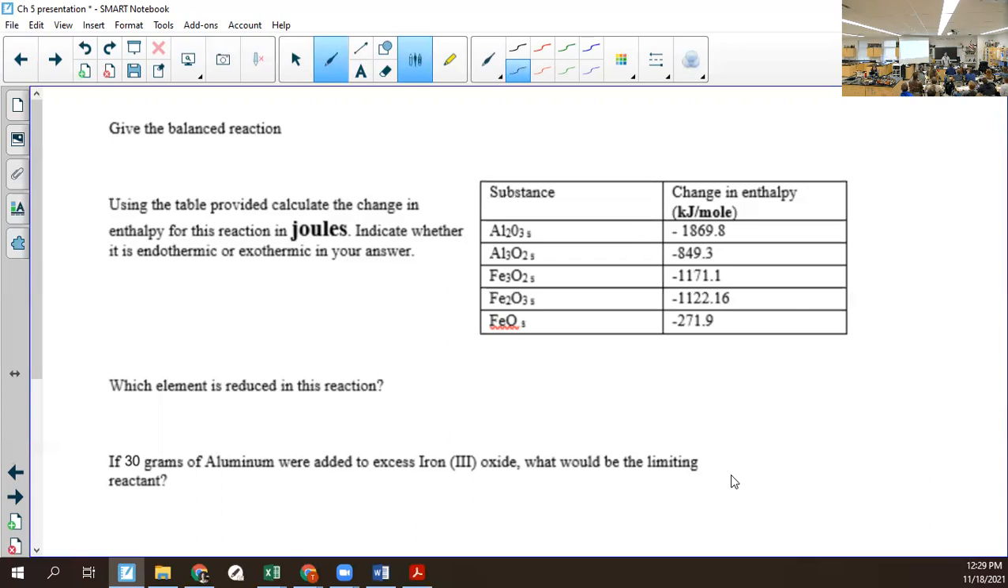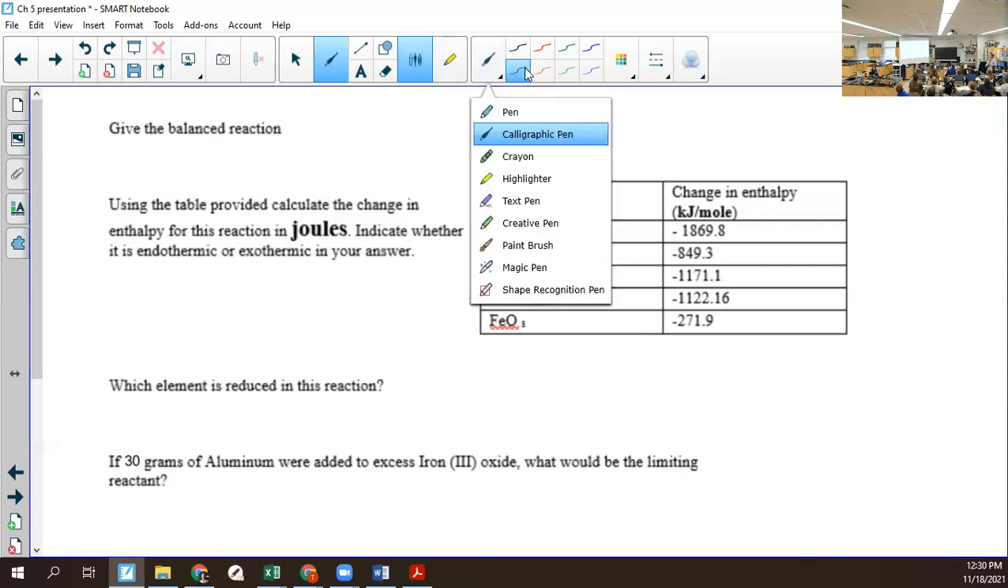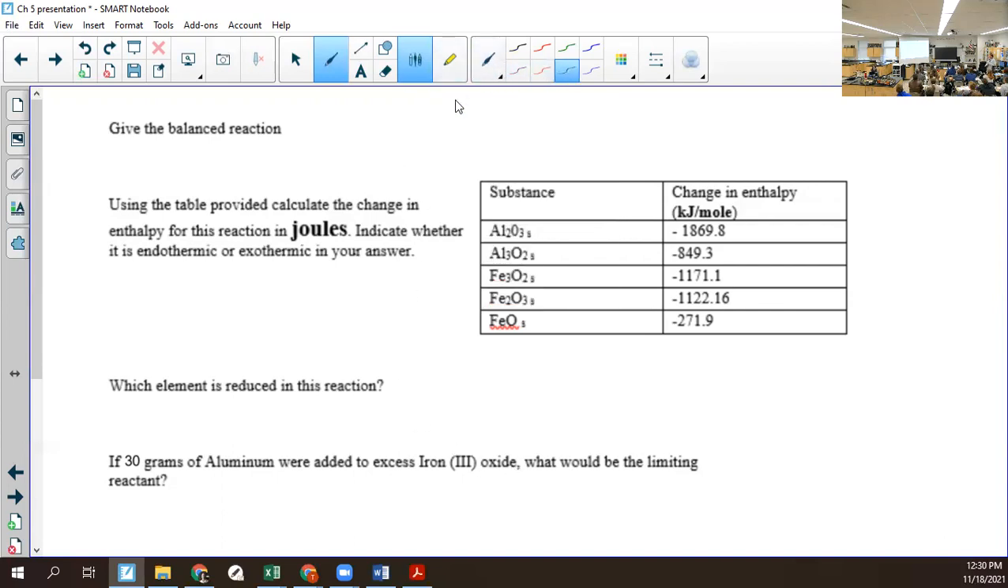Who's ever heard of the thermite reaction? That's this reaction. Oh, I didn't include the paragraph at the top. Hold on. Well, you can kind of figure it out right down here. If 30 grams of aluminum were added to iron 3 oxide, so sorry about that. It should have been right up here. Okay, stupid. I get you.